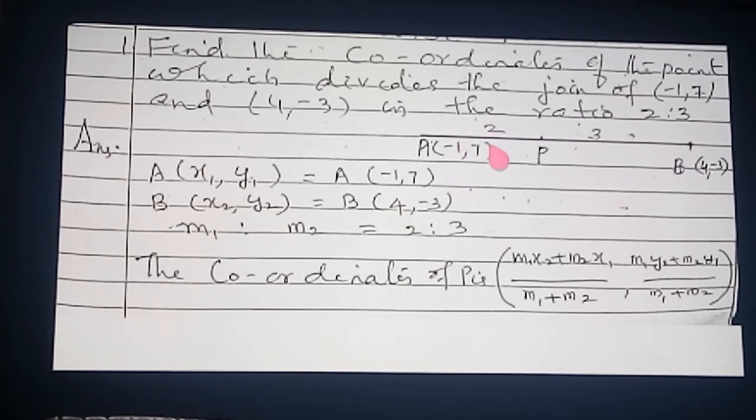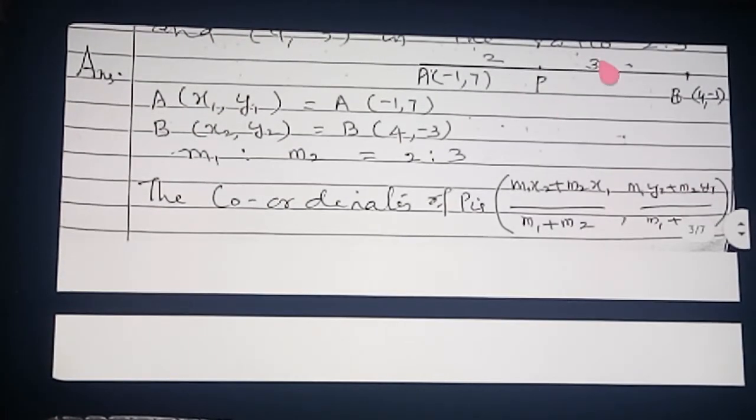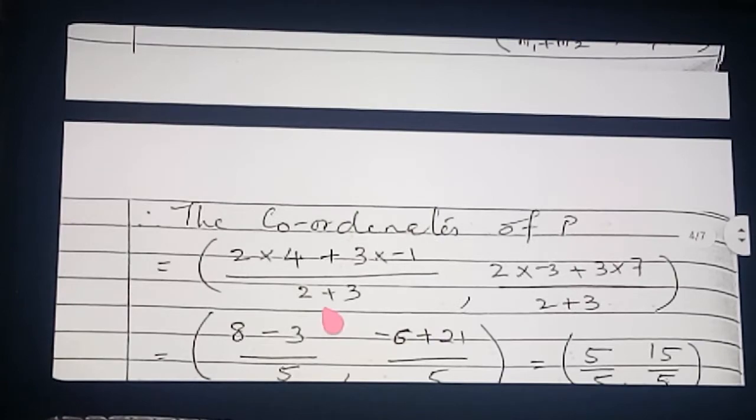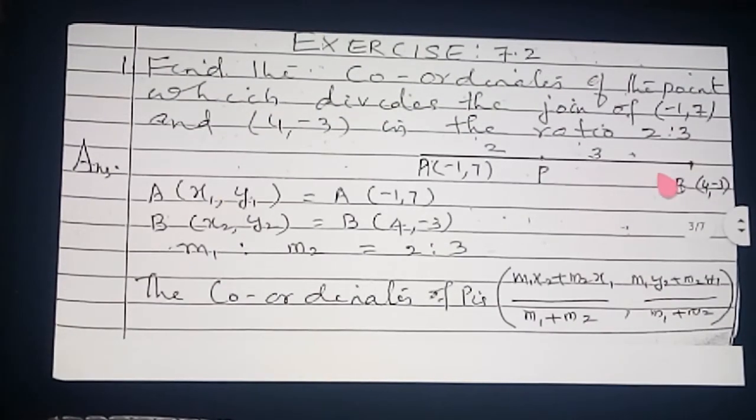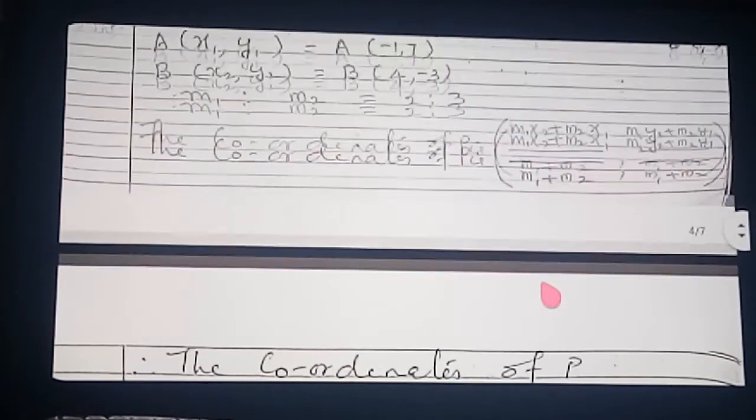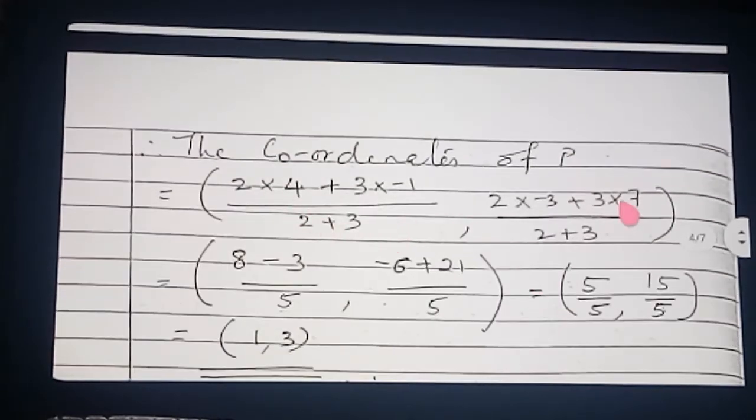Here 2 into 4 plus 3 into -1, divided by 2 plus 3. See here. You are getting it very easily now. If you draw the diagram this way, it will be very simple for you. Then the y coordinate: how will you get it? 2 into -3 plus 3 into 7, divided by 2 plus 3. So here you can see how I applied the diagram formula.